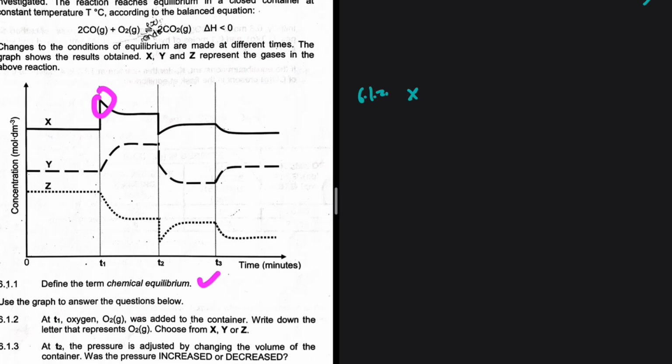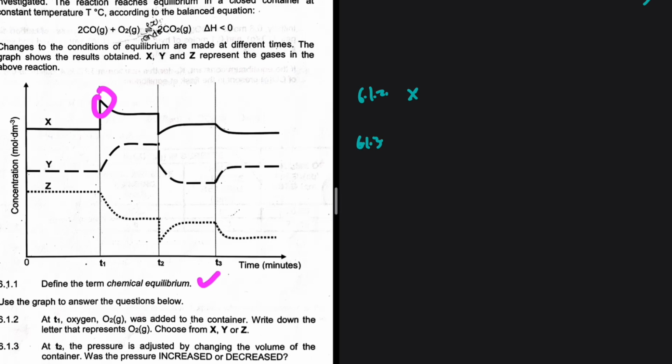Clearly there is a spike with regards to X at T1. So clearly it is oxygen, because that was what was added at T1, we are told. We're not supposed to give a reason, but I've sort of told you why that is.